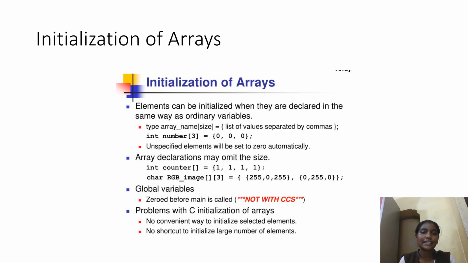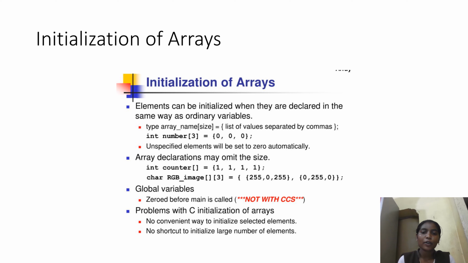Next, initialization of arrays. Initialization can be done in two ways. The first one is compile time initialization and the second one is runtime initialization. First, elements can be initialized when they are declared, in the same way as ordinary variables. Next, unspecified elements will be set to 0 automatically. It will be set to 0 by default.